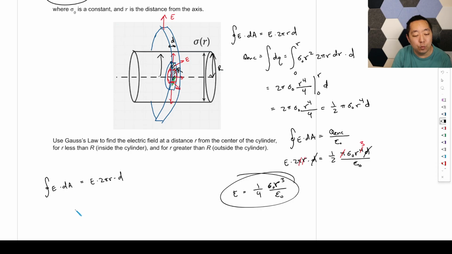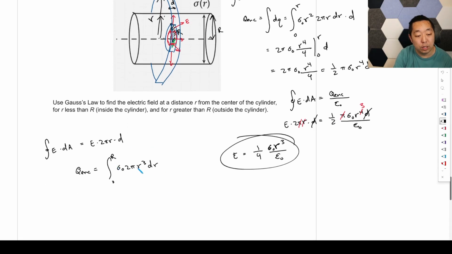Okay, so the real difference here is when we do the charge enclosed, we're not going to stop at little r, we're going to stop at big R. Right now this little r is the distance to a point outside of the cylinder, but we don't have charge in this region. We're only going to integrate up to big R, so the charge enclosed is going to be the integral from 0 to big R of sigma naught 2 pi r cubed dr.